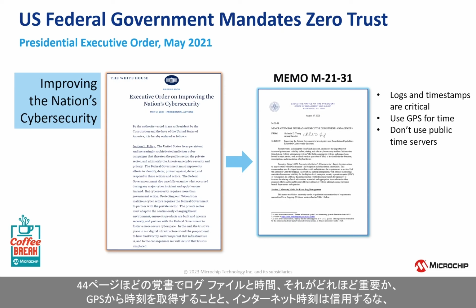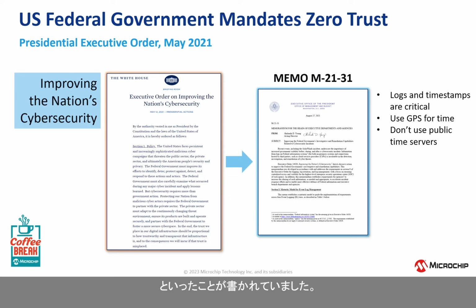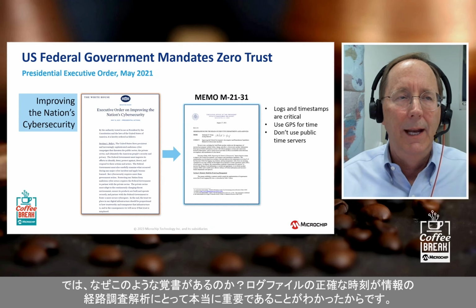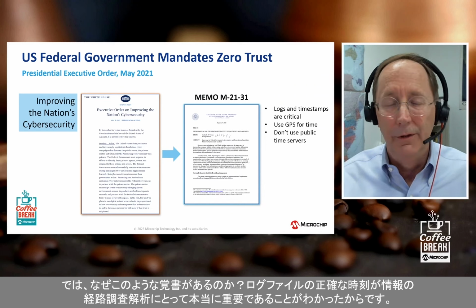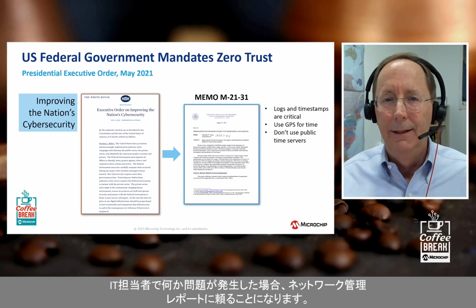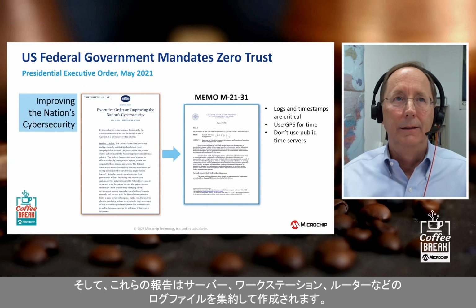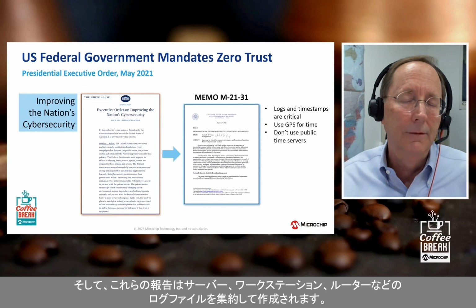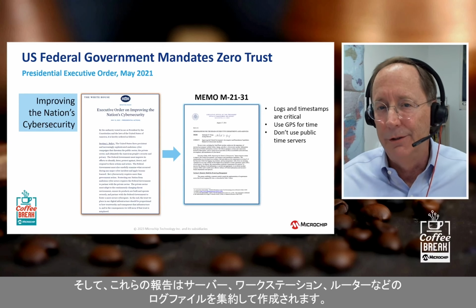Of course, one memorandum spawns another memorandum. The next one was about a 44-page memorandum that had to do a lot with log files and time, and how critical it is and where you get your time, like from GPS, and don't trust time from the internet and that sort of thing. And why is all this there? Because it turns out that accurate time for log files is really important for network forensics. If you're an IT guy and something goes wrong, you're really going to rely on network management reports, and those reports are built up from log file aggregation from servers, workstations, routers, and so forth.